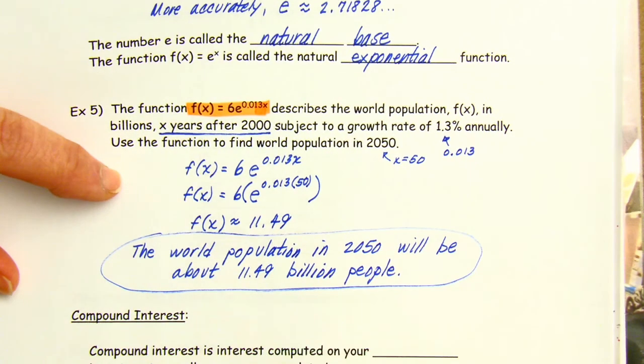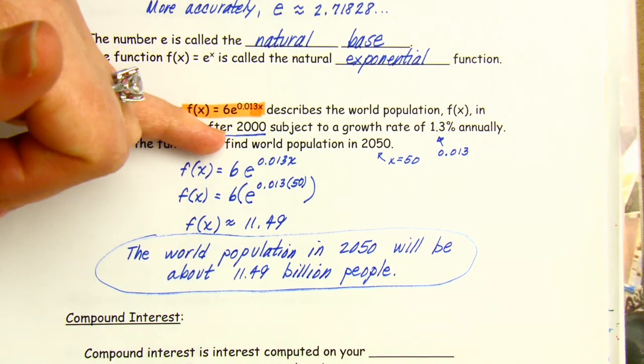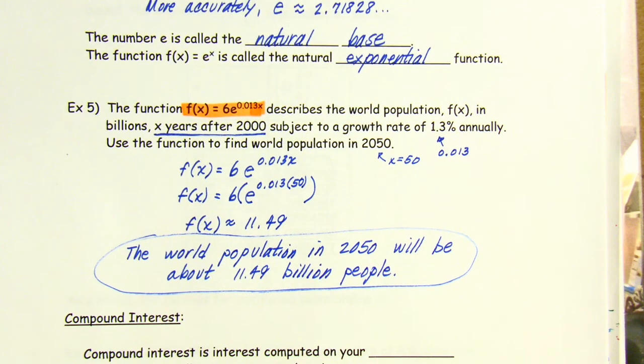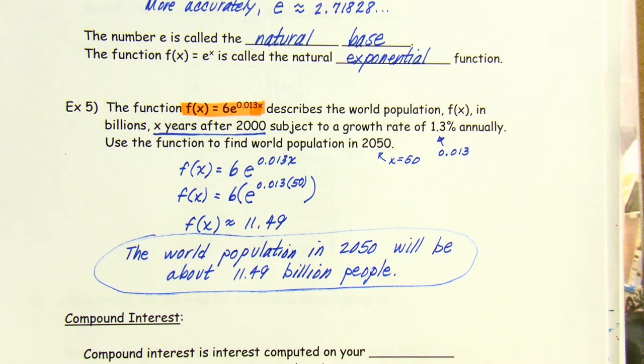Now this model probably came from some data, and some statistician came up with a function that models the current conditions. Okay, so according to this model, the world population in 2050 will be about 11.49 billion people.